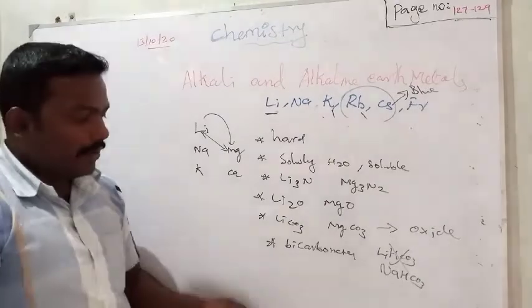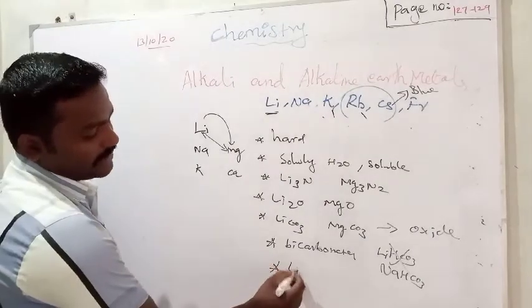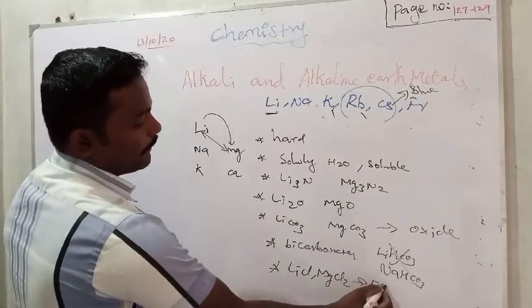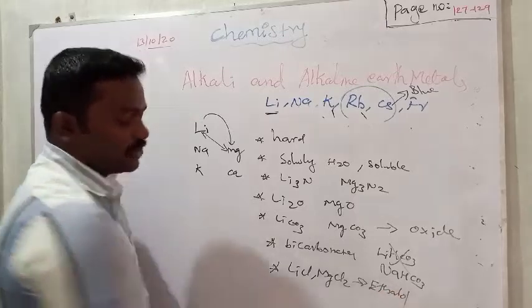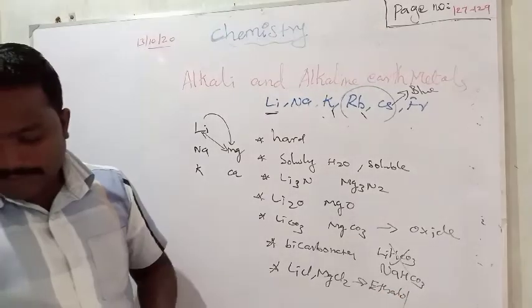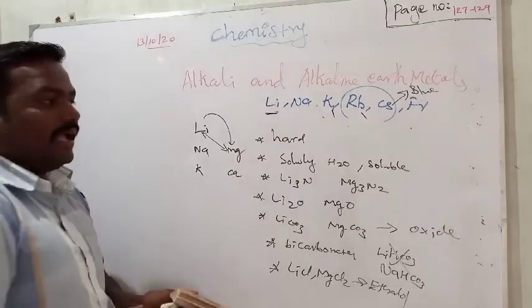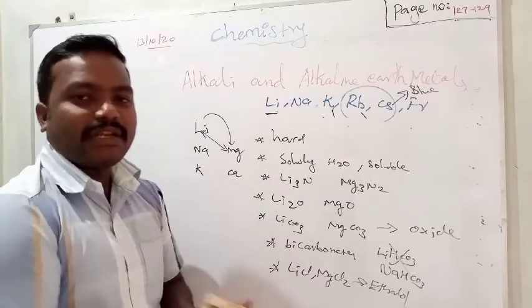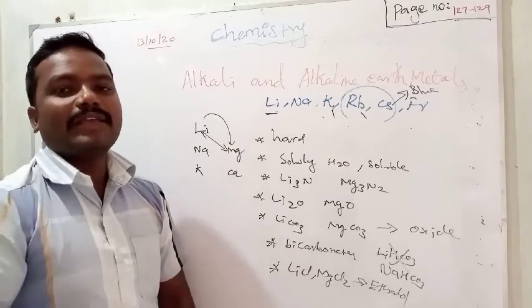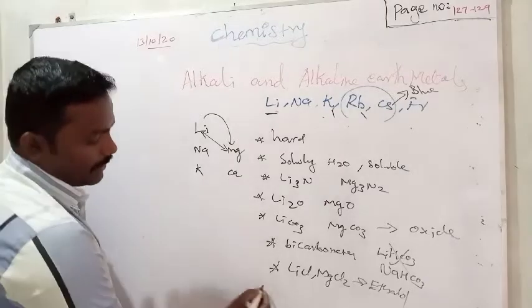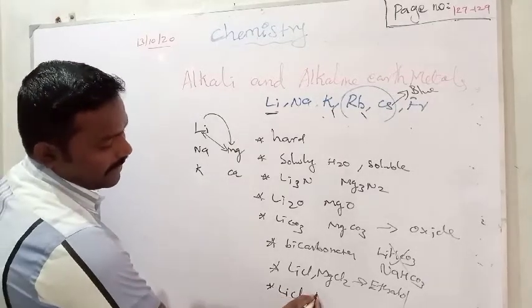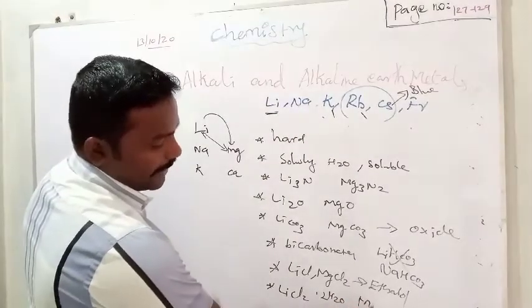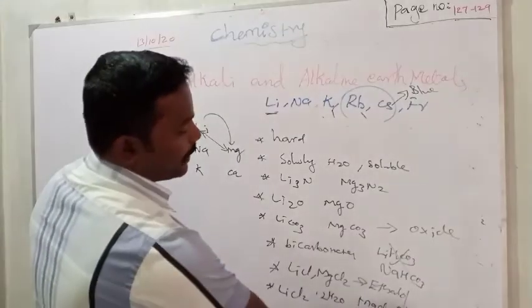At last, the chlorides, lithium chloride and magnesium chloride, are soluble in ethanol, like alcohol. They are deliquescent and also crystallize as hydrated crystals. What do you mean by hydrated crystal? If in nature they form crystals, they have some water molecules, like lithium chloride having 2 water molecules. In the same way, magnesium chloride has 8 water molecules.